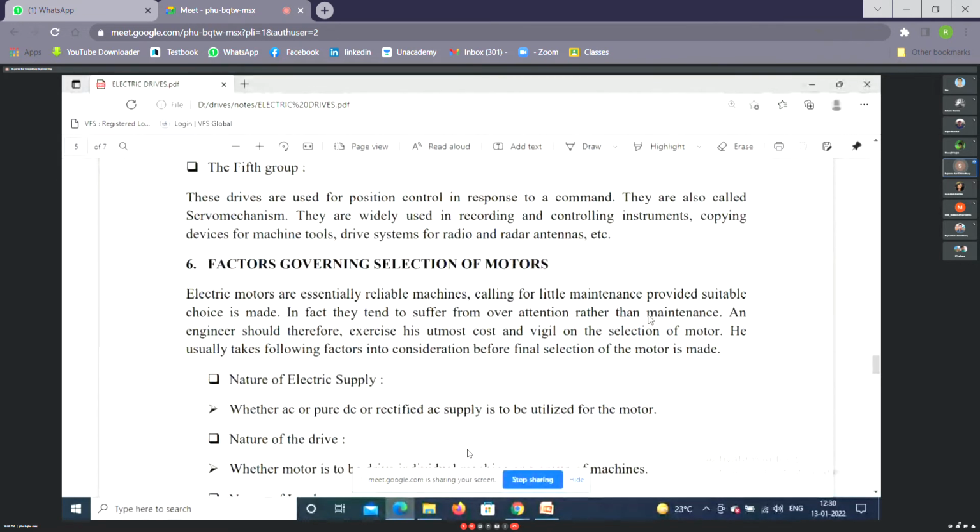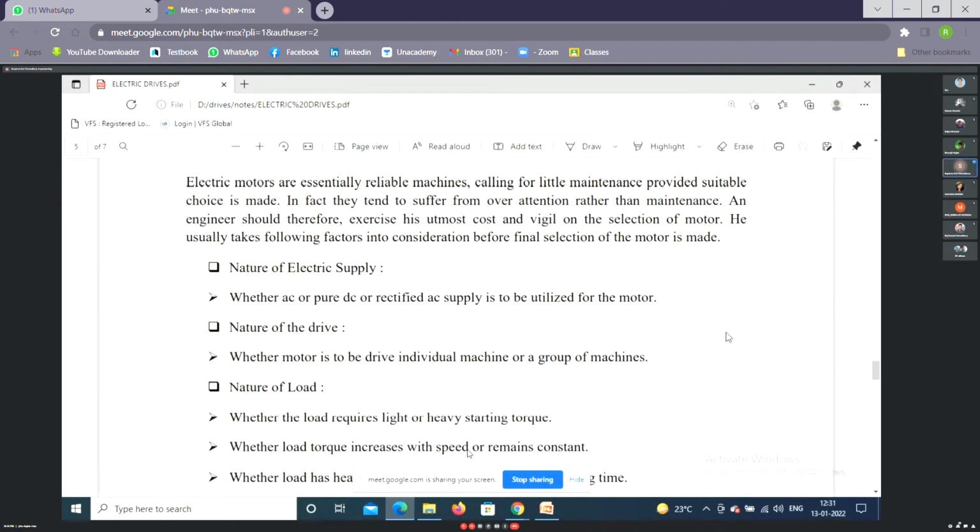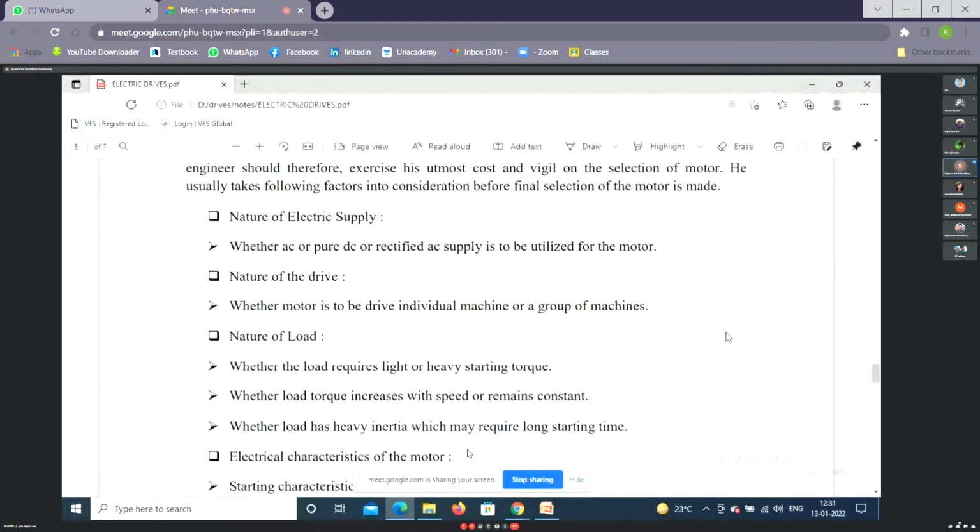Then, factors governing the selection of motors. The electric motors are essentially reliable machines calling for little maintenance, provided a suitable choice is made. In fact, they tend to suffer from over attention rather than maintenance. An engineer should therefore exercise utmost caution and vigil in selection of the motor. Now, while selecting a motor, several factors have to be noticed.